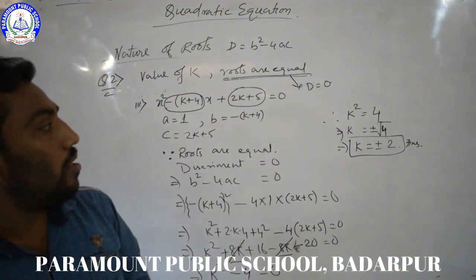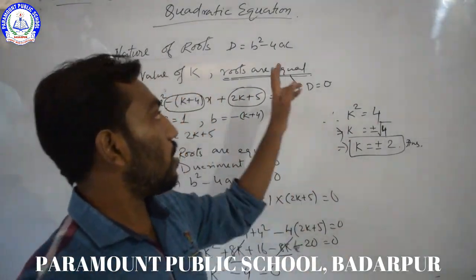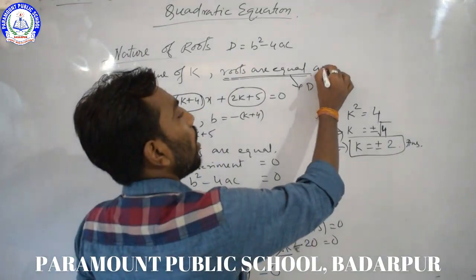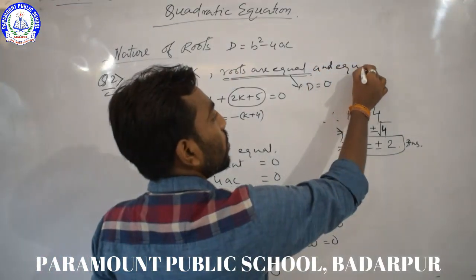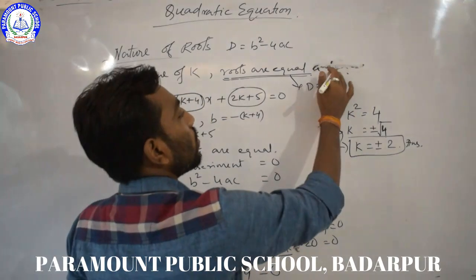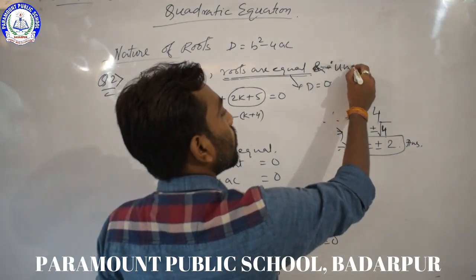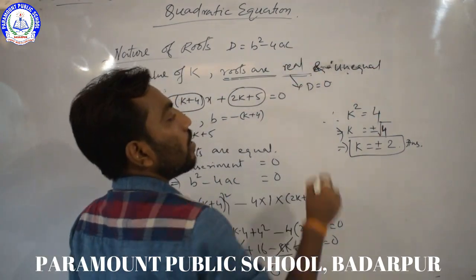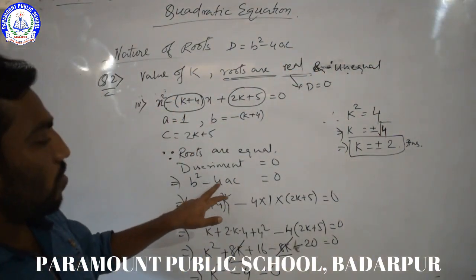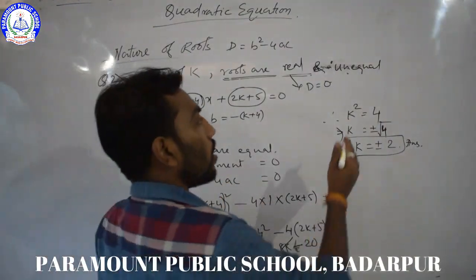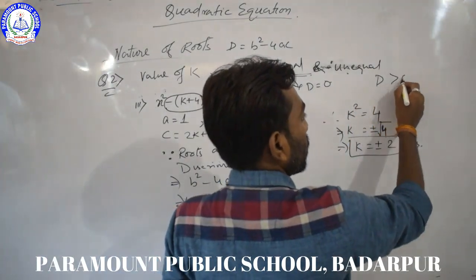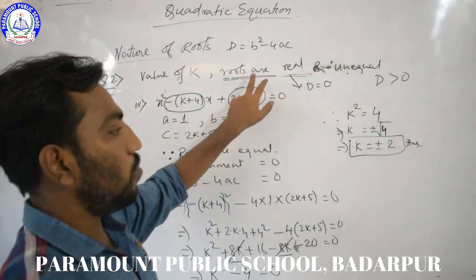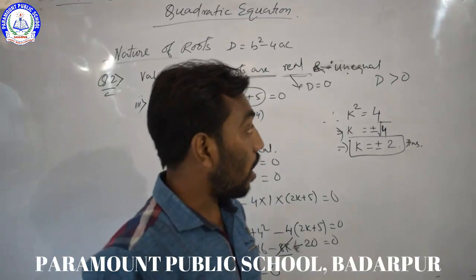So to find the value of k, we use the given condition. In some questions they may say the roots are real and unequal. So when our condition is roots are real and unequal, in that case our discriminant value will not become equal to 0. Our discriminant becomes greater than 0. So we will use this condition when our question says roots are real and unequal.